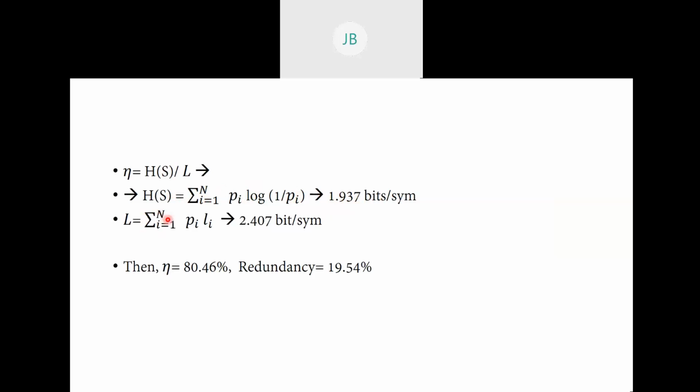And average code word length is the probability multiplied by the number of bits in every code word. You should be getting around 2.407 bits per symbol. Then the efficiency is the ratio, the entropy divided by the average code word length. And redundancy is 100 minus efficiency, so that should be around 20%. This is how we compute the efficiency or redundancy.